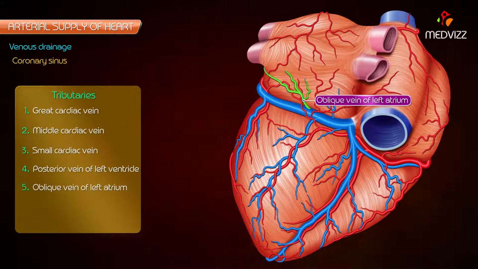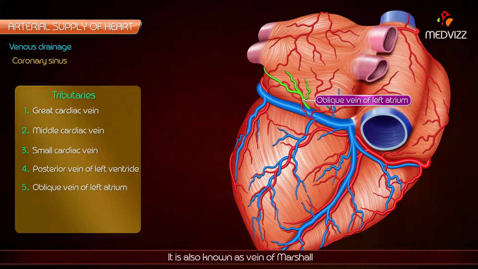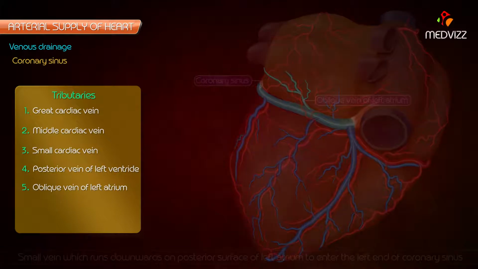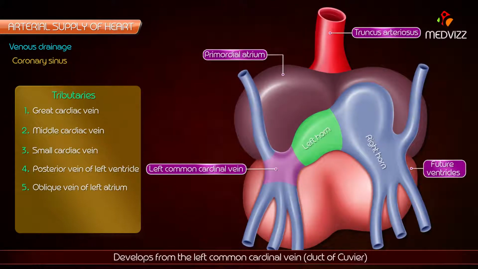Oblique vein of left atrium, also known as vein of Marshall. It is a small vein which runs downwards on the posterior surface of the left atrium to enter the left end of the coronary sinus. It develops from the left common cardinal vein, which is also known as the duct of Cuvier.